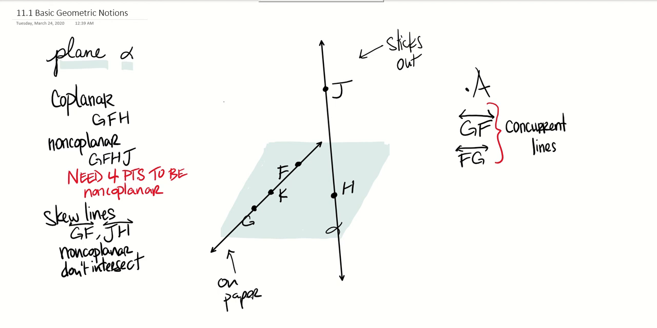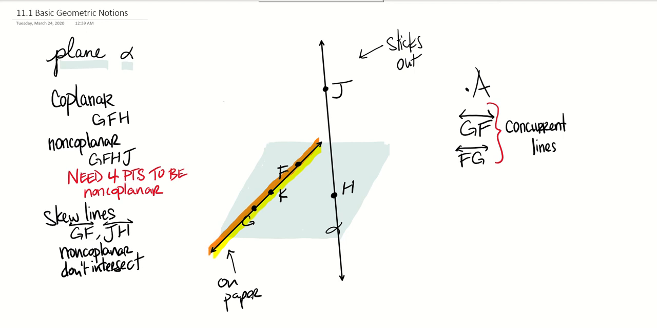I gave you GF and FG, so let me highlight those. Here is GF. I started on the side of G and I went towards the direction of F. Next, I start with F because the next line is named FG, and I go in the direction of G. Those are the same line, so they are concurrent.